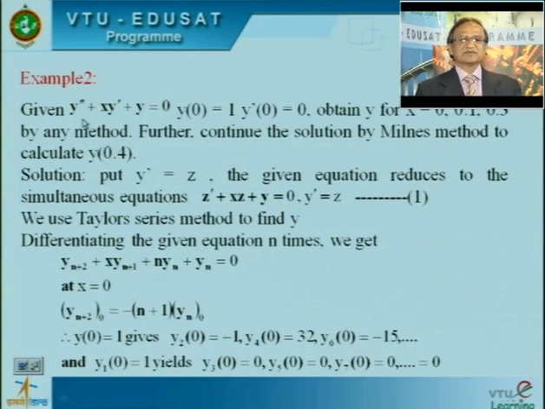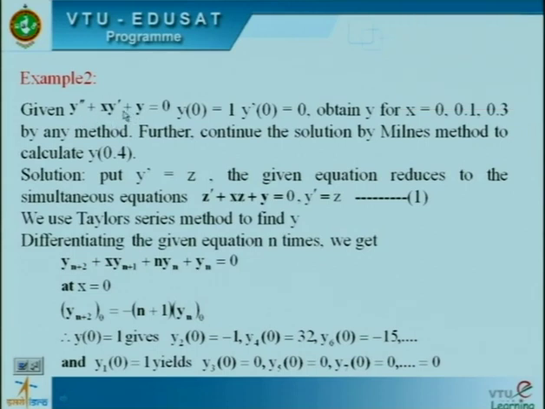Then if I want to, I can draw the graph of both of the functions, then I can compare. Exactly in the similar way, now I want to consider another second order differential equation, and solve this example by using another method, namely Milne's method. What have they given? y double prime plus x into y single prime plus y is equal to 0, with the initial condition y of 0 is equal to 1. It means x naught is equal to 0, y naught is equal to 1, y single prime of 0 is equal to 0. Obtain y for x is equal to 0, 0.1, 0.3 by any method. Further, continue the solution by Milne's method to calculate y at 0.4.